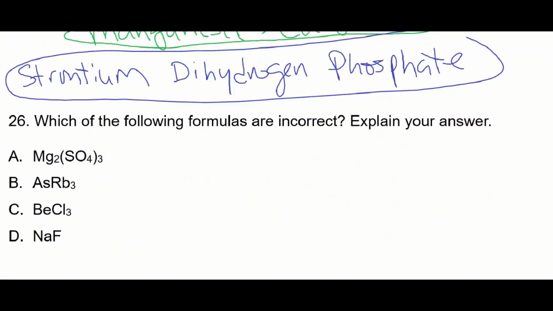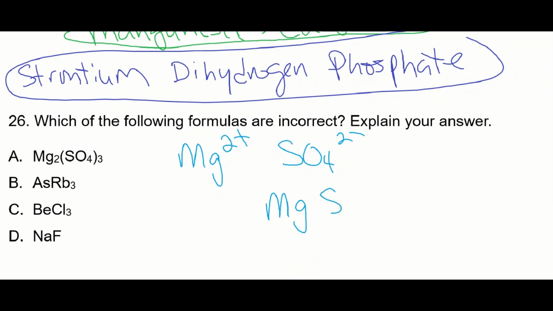Finally, last one. Which of the following formulas are incorrect? Okay. Let's just write it correctly, and then we'll see if it's incorrect. Magnesium is going to have a 2 positive charge, and sulfate, SO4, is going to have a 2 negative charge. When you crisscross that, those charges are going to cancel out, so the answer is going to be MgSO4. So this is incorrect. Why? It's just wrong. I don't know what they're looking for.